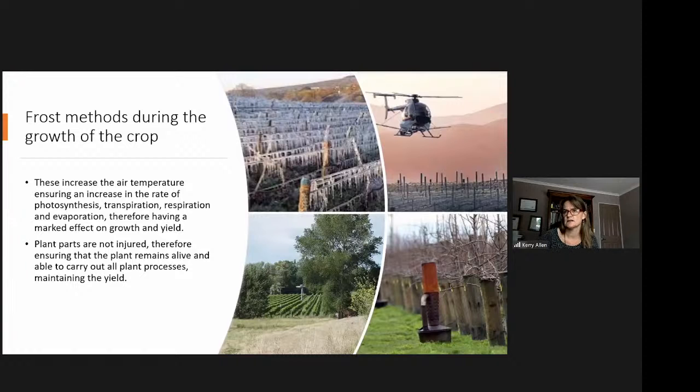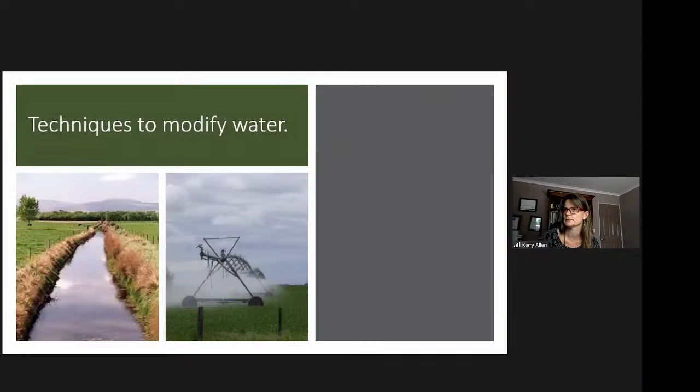Okay, so basically you're trying to increase that air temperature. So remember, hot air rises, cold air sinks. So you're trying to reverse that and try and mix up the air so it increases that temperature. So there's 4 examples there in those diagrams. We're trying to stop that frost.